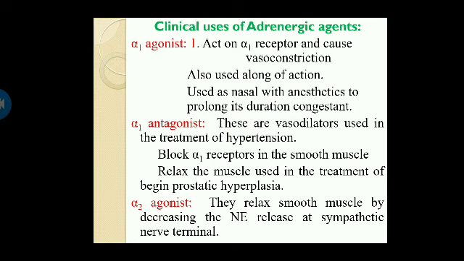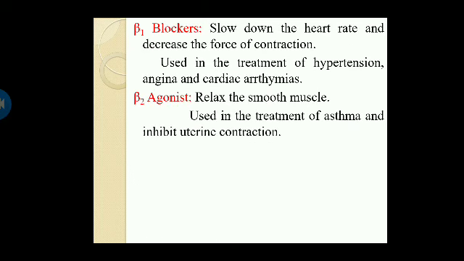Next one is alpha-2 agonist. Alpha-2 receptor favorable drugs are used to relax smooth muscles by decreasing the norepinephrine release at the sympathetic nerve terminal. So relaxation of smooth muscles by decreasing the norepinephrine release at the sympathetic nerve terminal end.